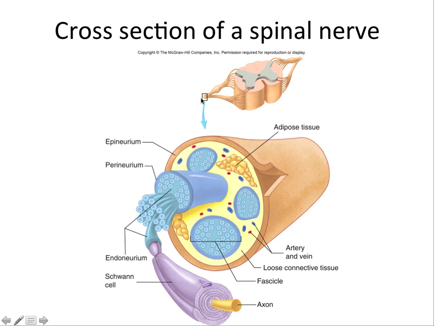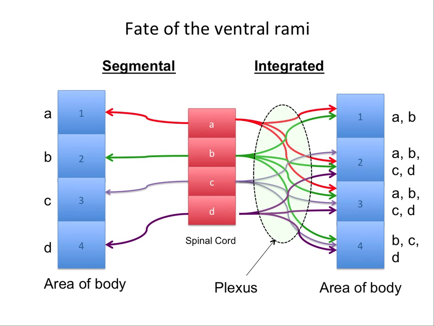Okay, so we've just cut transversely through the spinal nerve there, and we can see how the spinal nerve is actually packaged. Now from that spinal nerve, I said we had a ventral primary ramus and a dorsal primary ramus. And I want to talk to you a little bit about the fate of the ventral primary ramus. There's two ways they can go. One is they can remain segmented and not join with anything else and just go to different parts of the body, or they can be integrated.